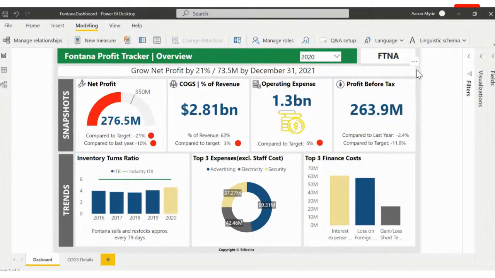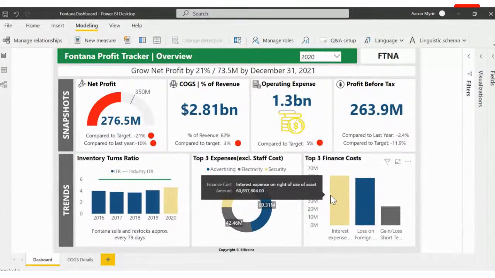And the next trend, we look at the top 3 expenses, excluding staff costs. In those top 3 expenses fall advertising, electricity, and security, with advertising being the highest, seeing that Fontana just recently opened a new branch in Waterloo. And looking at the next trend is the top 3 finance costs. So we see that in the top 3 finance costs, interest expense on right-of-use assets was the highest. And that's it for Fontana's profit tracker.